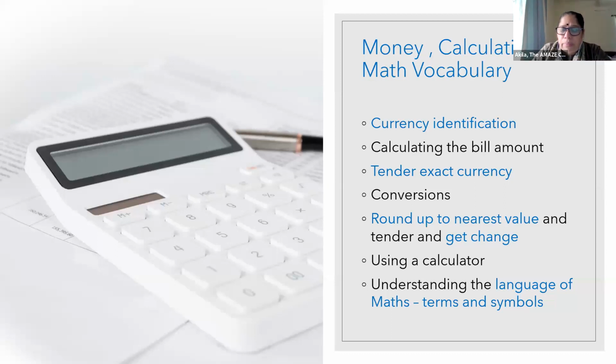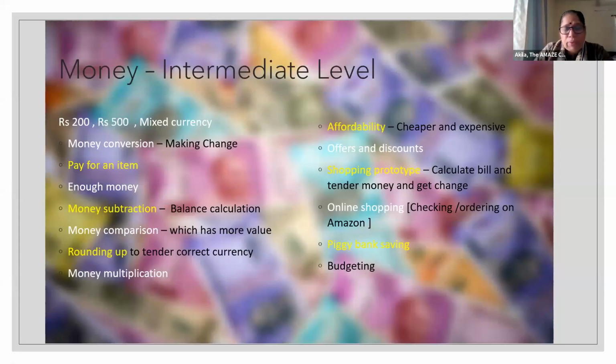Then, of course, money, which is a very important part of our curriculum. So we already covered all these things like identification, tendering, rounding up, getting change, and using a calculator. Understanding the terms and symbols. So in the intermediate level, I'm sorry for the colorful slide, but I just got excited. We'll be working on 200 rupees and 500 rupees, which we didn't cover in the basic. And the 2000 rupees has gone away. Otherwise, we did have some worksheets for 2000. So instead, we'll bring in some worksheets for mixed currency paying. Like, when the wallet has mixed currency, how does the child pay or convert? So we'll be working in terms of money conversion, paying for an item, enough money, all those similar worksheets that you're used to, balance calculation, money comparison value, rounding up, and money multiplication is a new concept that will be introduced.